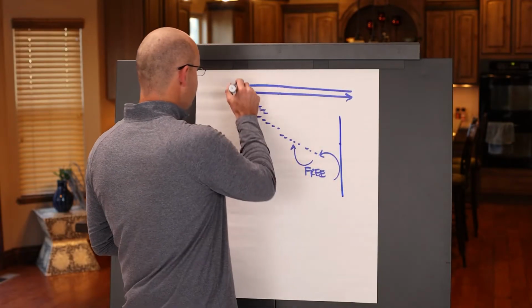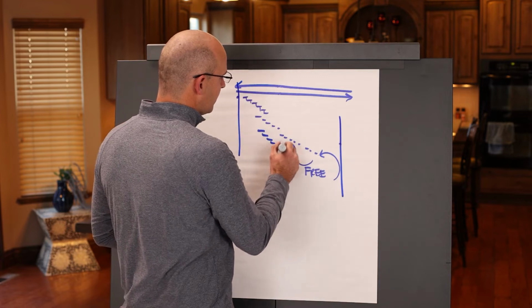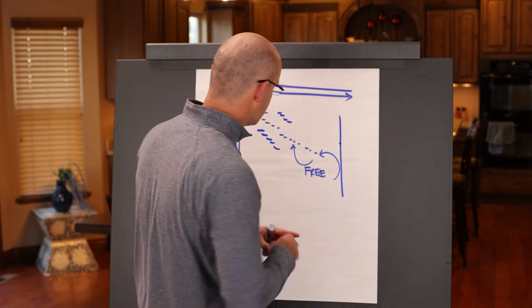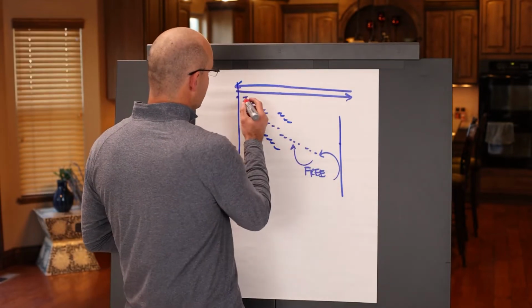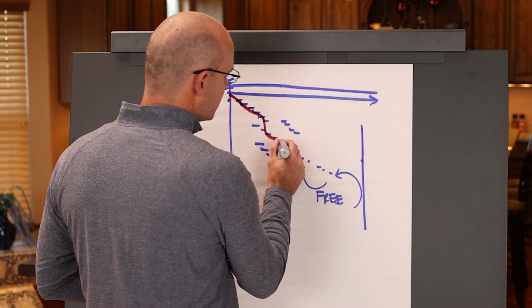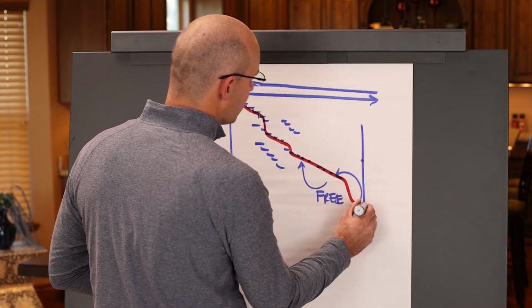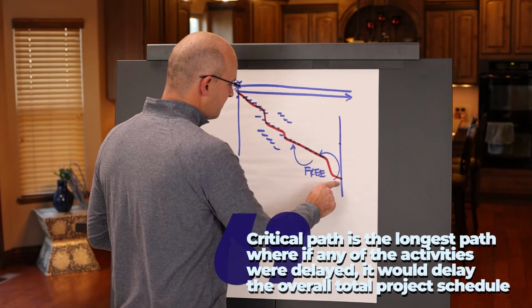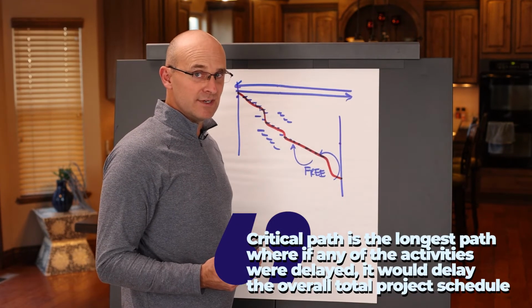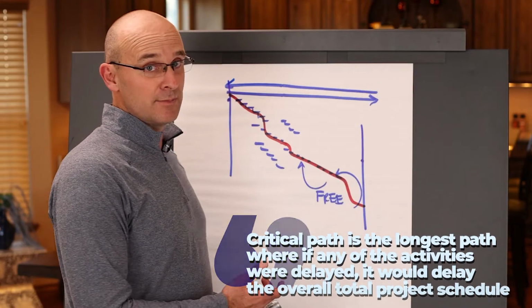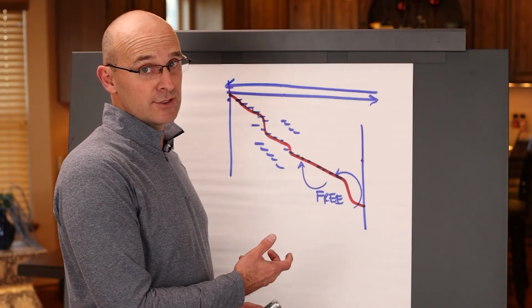This method presumes that you have a number of sequences in here that are based on a work breakdown structure, and when it does the forward and backward pass, it will also tell you which sequences are a part of your critical path all the way to the end. The definition of a critical path is the longest path where if any of these activities were delayed, it would delay the overall total project schedule. This is really problematic if it's not used in the proper way.